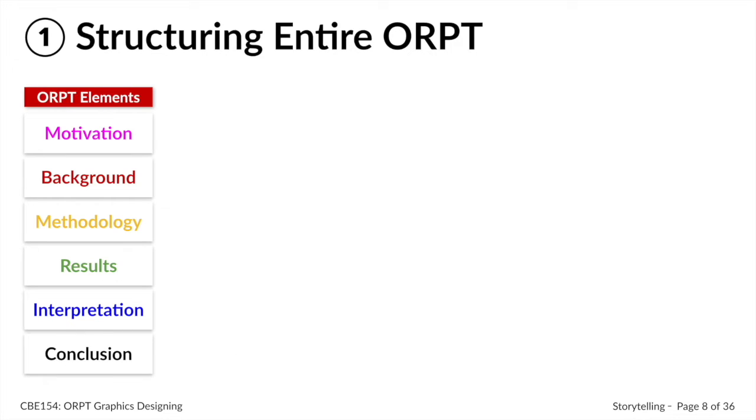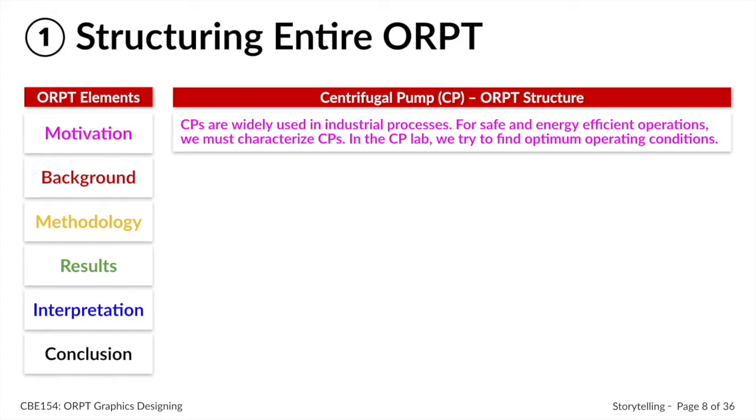Let's try an example. Since everyone in CP 154 has done CP by now, we can go over CP. So, what was the motivation behind CP? While the data analysis questions for the CP lab asked you about the relationship between pump efficiency, capacity, and impeller size, the main objective in this lab was actually to characterize the centrifugal pump. Why are you characterizing this? Well, that will be because CPs are ubiquitously used in industrial processes.